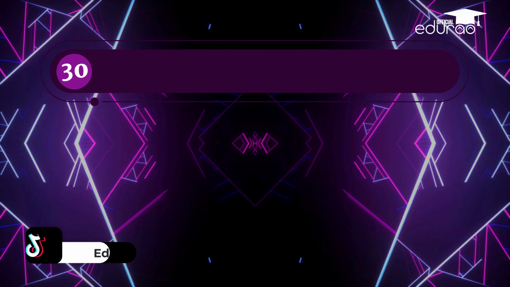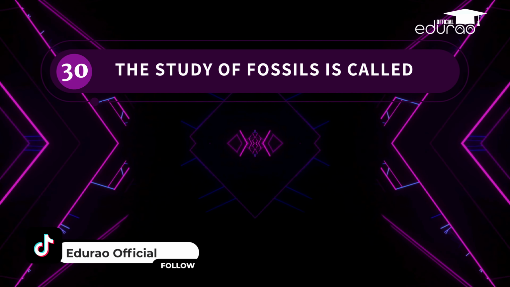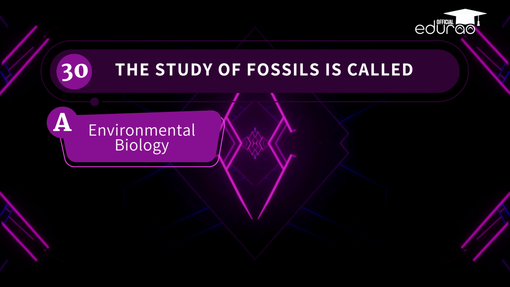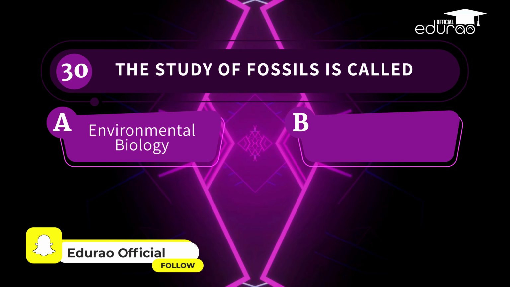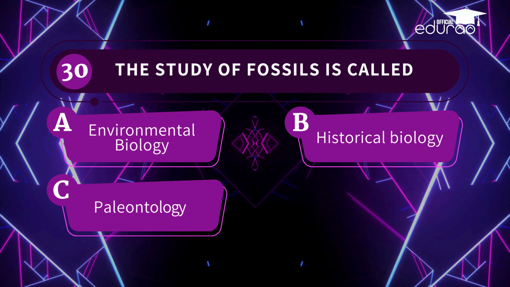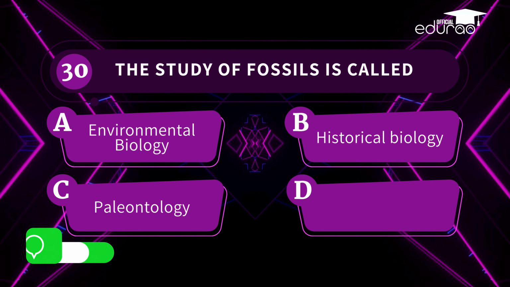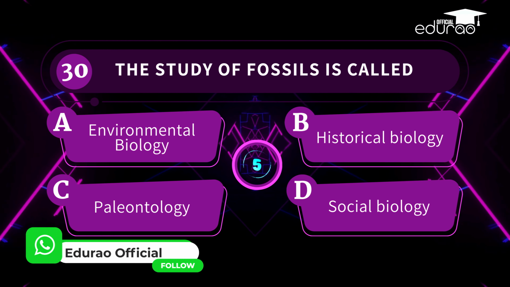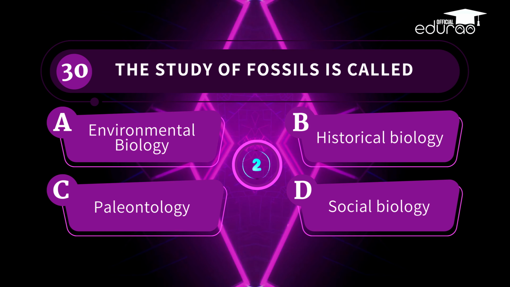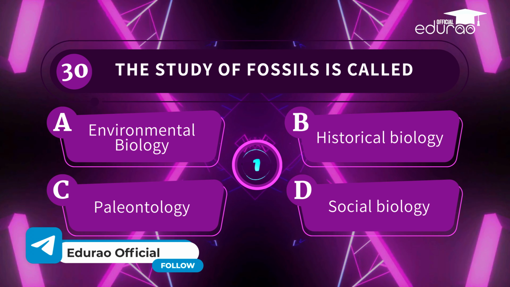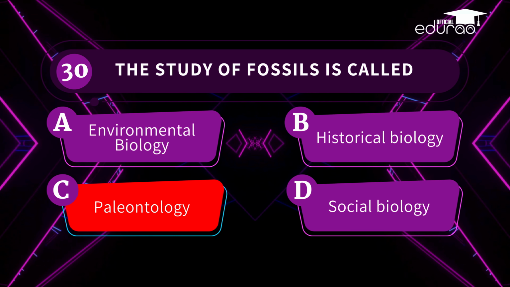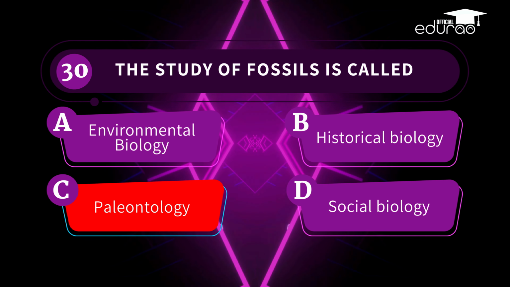Question 30. The study of fossils is called A. Environmental biology. B. Historical biology. C. Paleontology. D. Social biology. You've got the right take on this. The correct answer is paleontology.